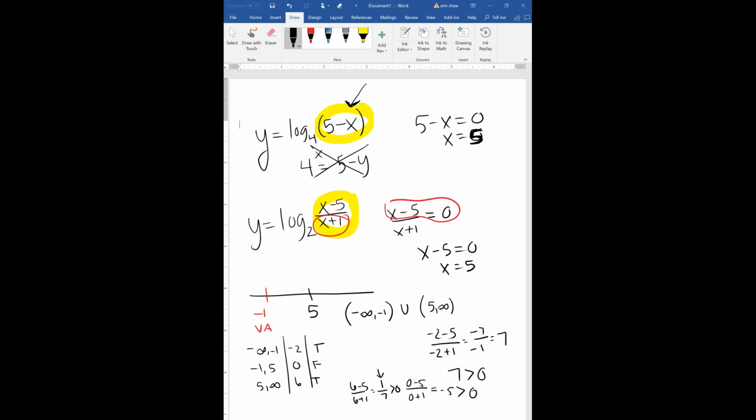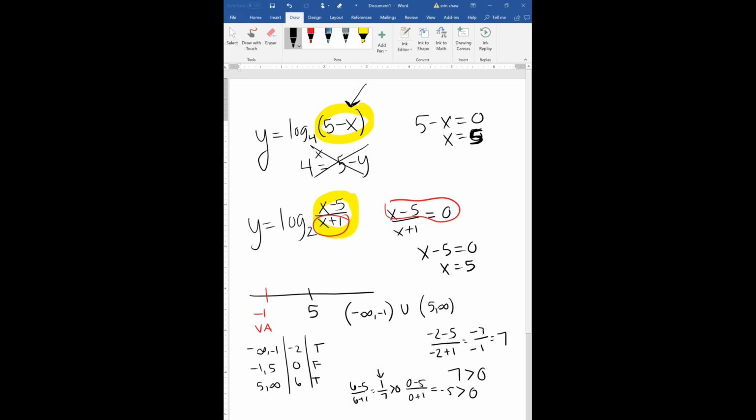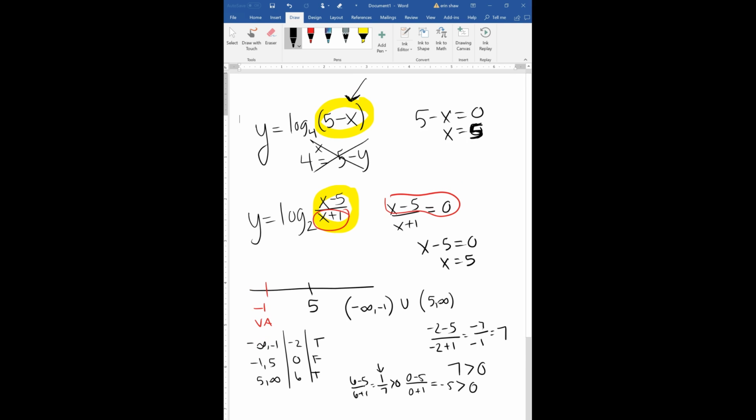So my solution that would make this log graph work is negative infinity to negative 1 union 5 to infinity. So this is putting together everything that we've done so far. You are responsible for every function, their behavior, what they look like, the domain and the range, and how we solve them. All right, so those are just a couple of examples of how to solve for the domains analytically. And again, we'll get into this more tomorrow as we look at some graphs.